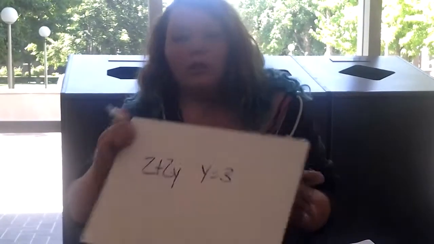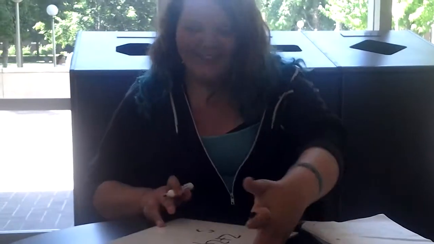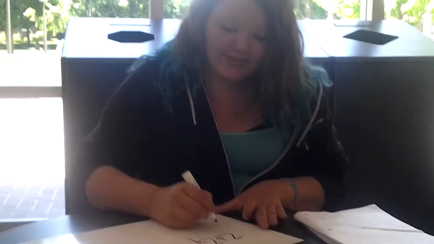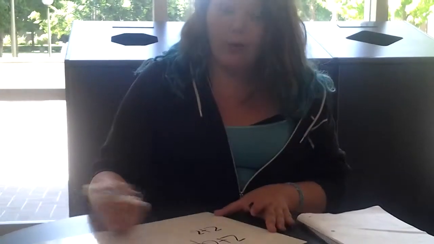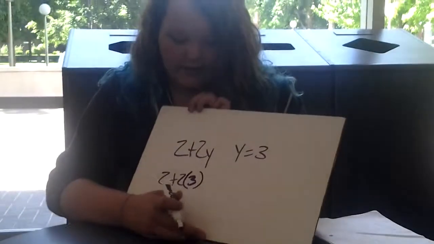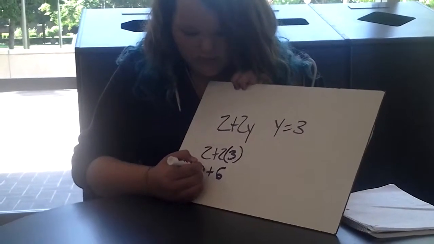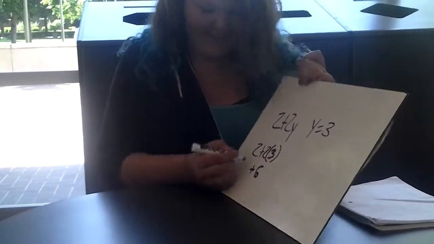Another example for substitution is 2 plus 2y, y equals 3. See, with this, you only have two numbers, so you just do 2. Oh, hold on, what am I doing? So you just have 2 plus 2, and then you plug in the y, which is 3. So it's 2 plus 2 times 3, like that. And then 2 times 3 is 6, plus 2, and 2 plus 6 equals 8, and that's your number.